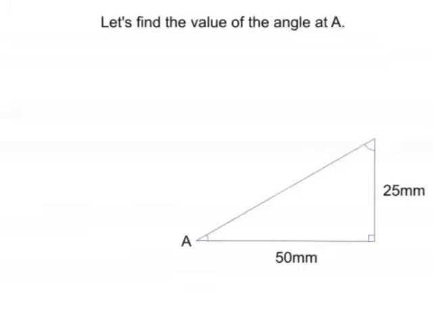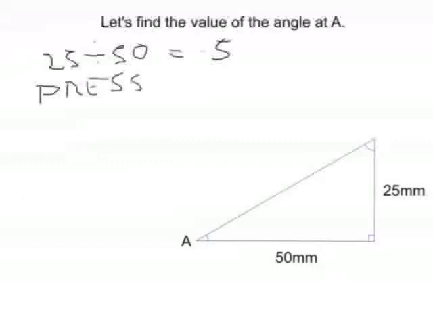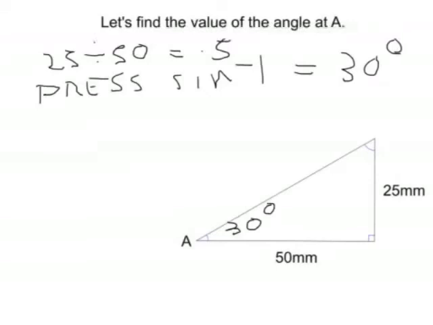To find the angle at A, all we need to do is divide 25 by 50, so we'll start by 25 divided by 50, which will equal 0.5. And then on our calculators we need to press sine minus 1, which will equal, in this case, 30 degrees. We can also invert tangent on some calculators, but on most, sine minus 1 will give us the answer that we need. And so down here, the angle of that is 30 degrees.